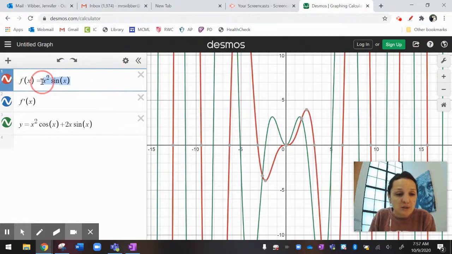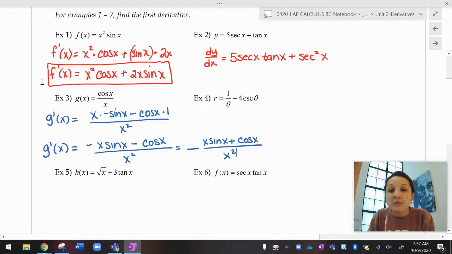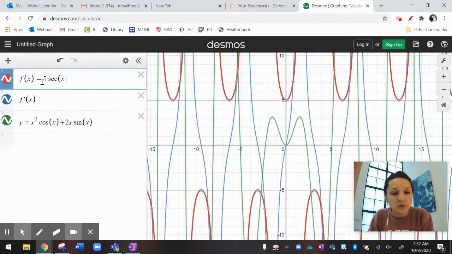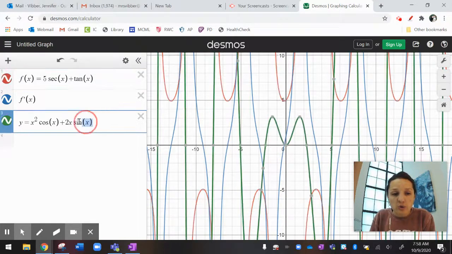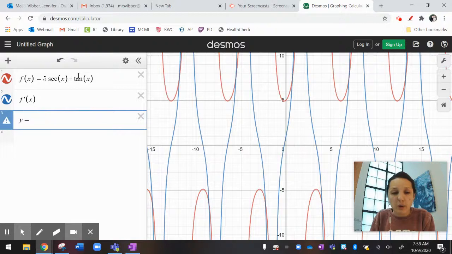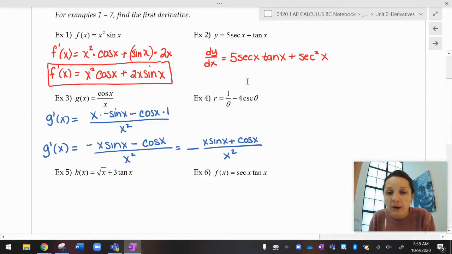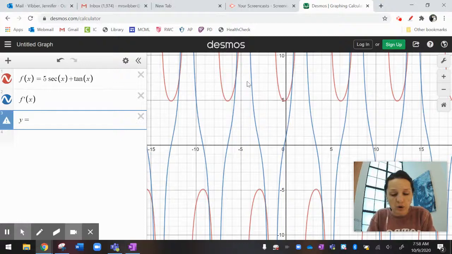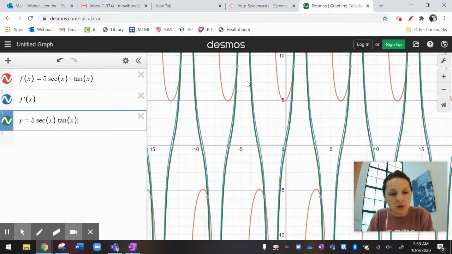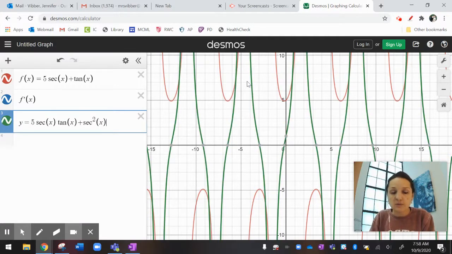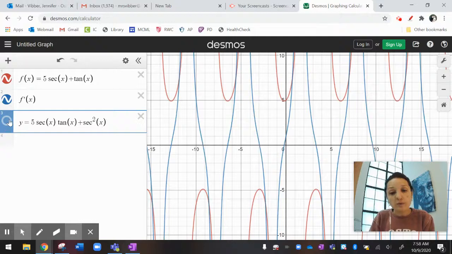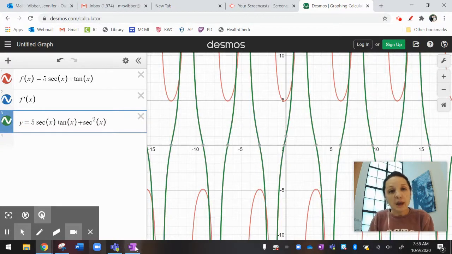I'm going to change this, instead of x squared sine x, to 5 secant x plus tangent x. All right. So there's my original. The red one's my original. The blue one is my calculated derivative. Now I'm going to type in my derivative in number 3: 5 secant x tangent x plus secant squared x. Blue graph, green graph. Yay, we got it right.